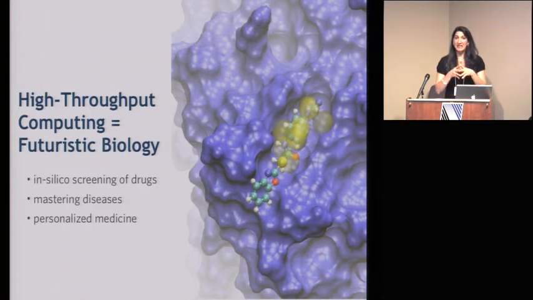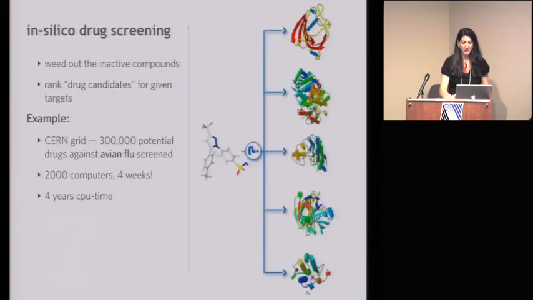Things like drug screening, in silico drug screening, mastering some of the degenerative diseases like Alzheimer's and mad cow disease as well. And personalized medicine. The only way that we're going to be able to produce these things for future technology is through computing, high throughput computing. Just to give you some examples.